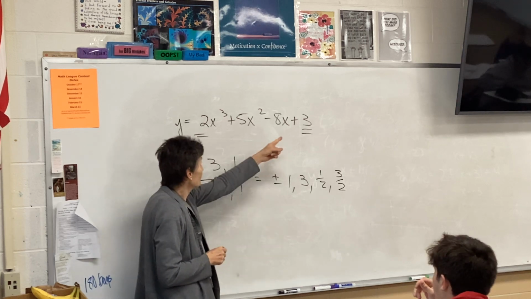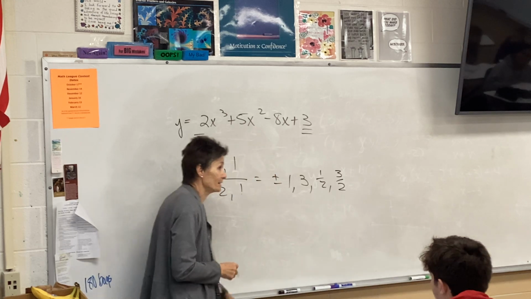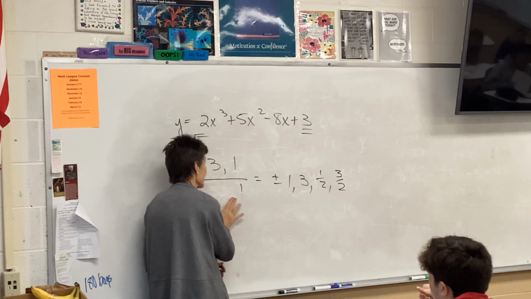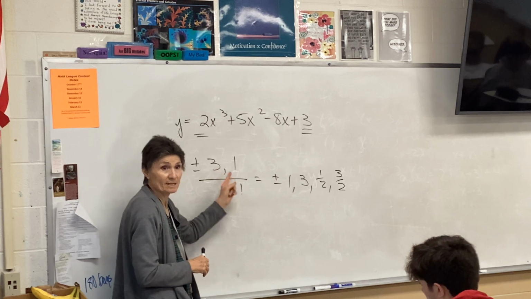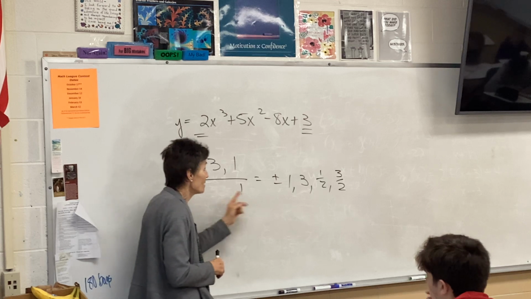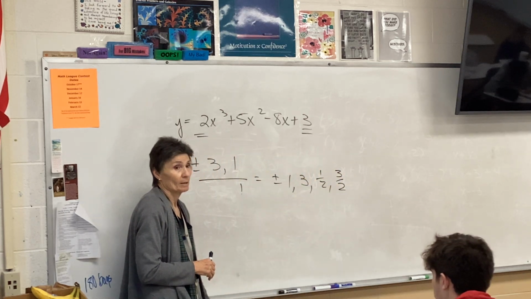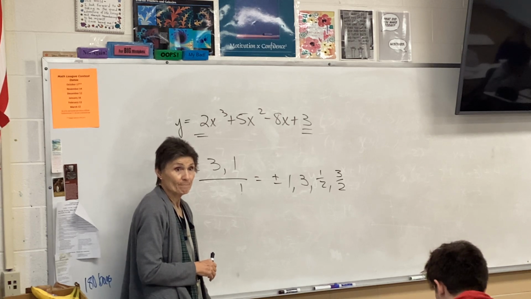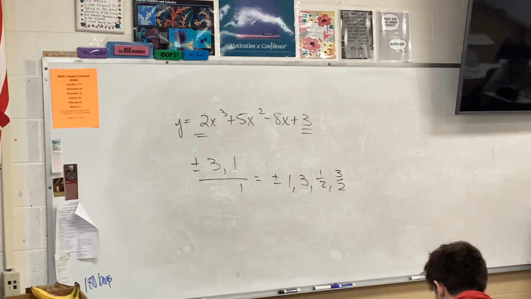So the factors of last over factors of first, and then we list out all the possibilities. Now, if this 2 weren't here, then those are the only possibilities because they're just over 1. But as soon as you throw in another number in the mix, then you have the possibility of fractions. Right? All right, anybody else? Something from a quiz or homework that I turned back?